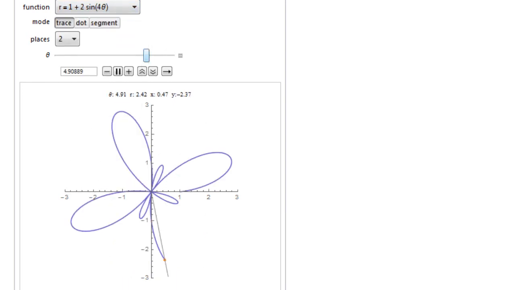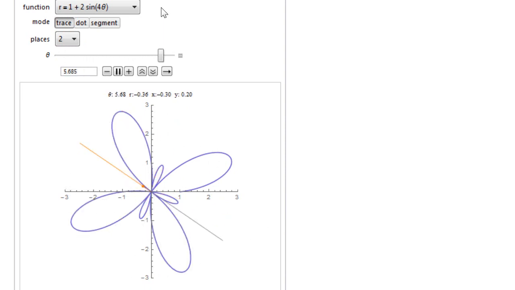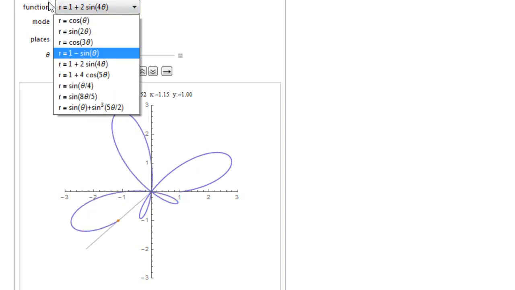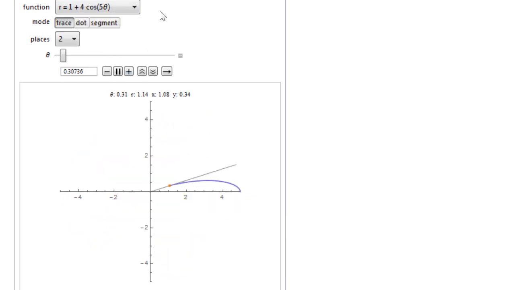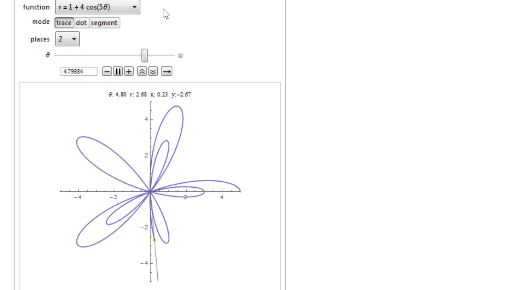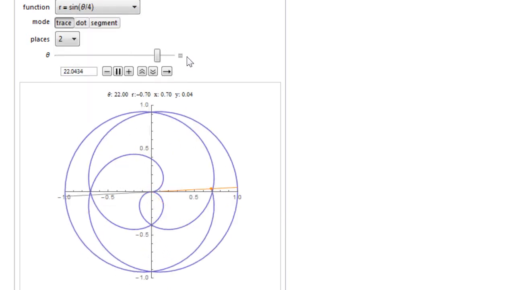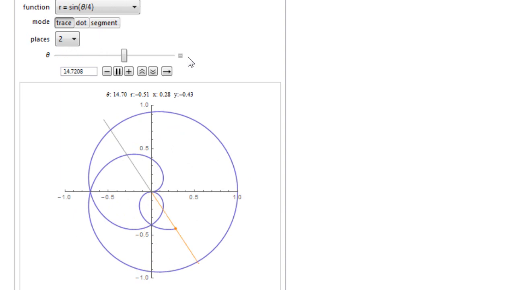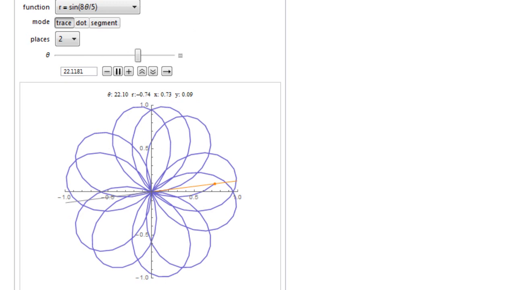1 plus 2 sine 4 theta. This one's kind of crazy. It's got some positive and negative radius in that graph, and we're seeing petals between petals there. And 4 cosine 5 theta is kind of interesting. You're getting petals inside of petals, and it doesn't quite draw things in the order that you think. Sine theta over 4 is a fun curve. And then sine 8/5 theta. Now that's looking like a spirograph.